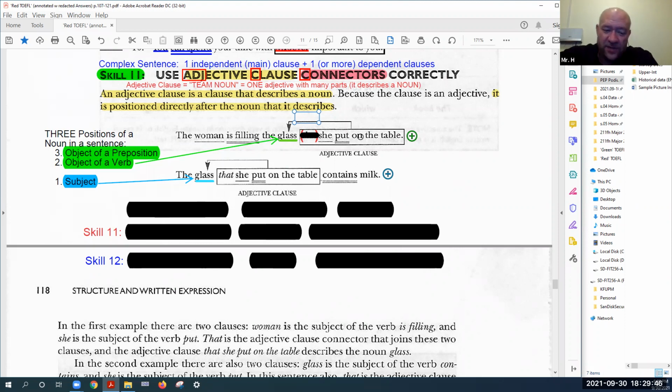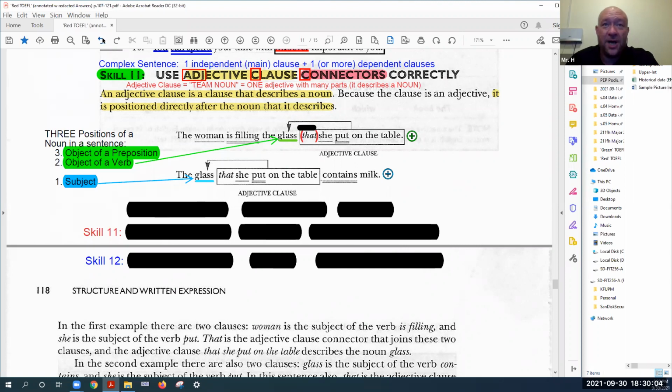How do you think native speakers usually talk? Without a connector, with a shortcut, no connector. Do you understand? Okay.